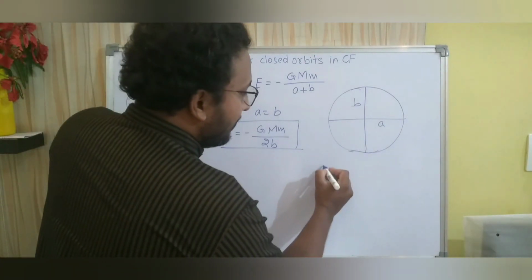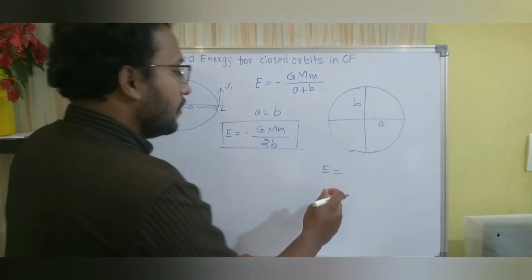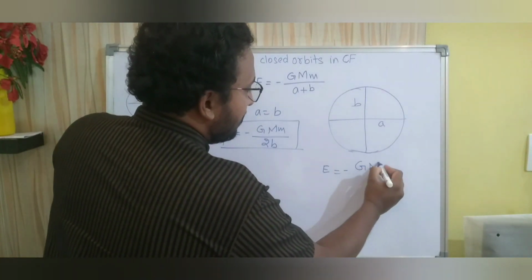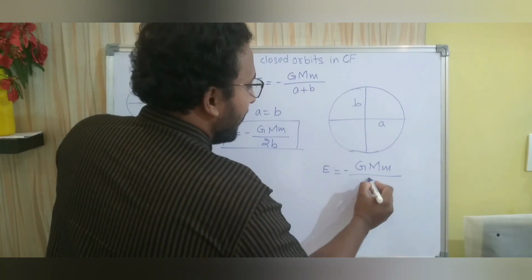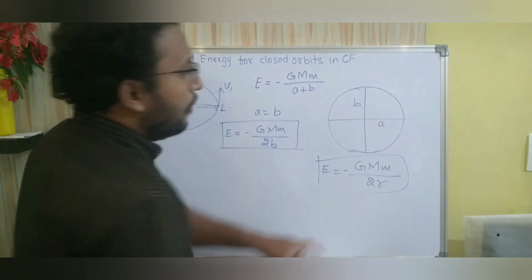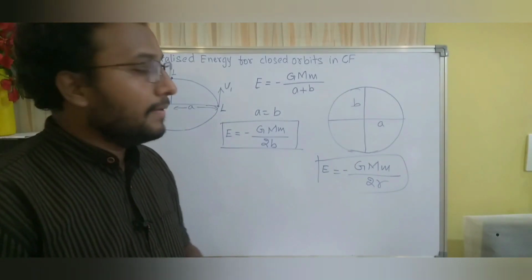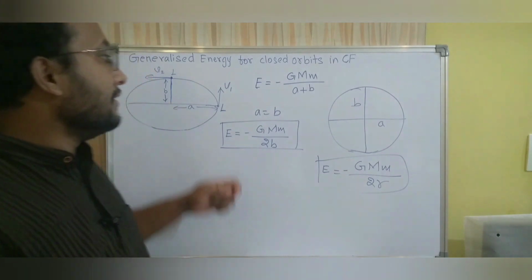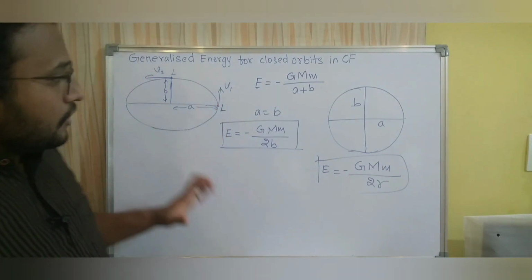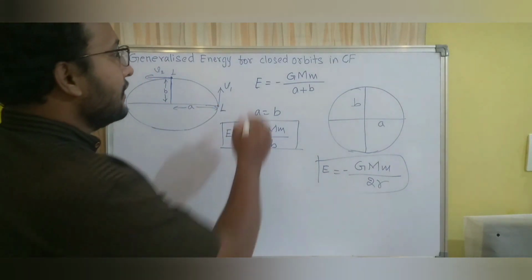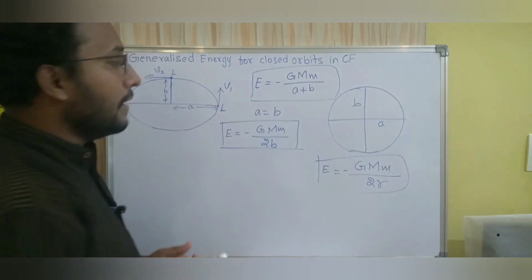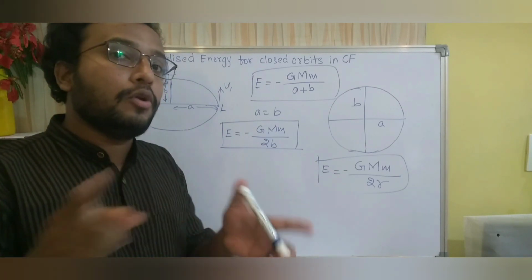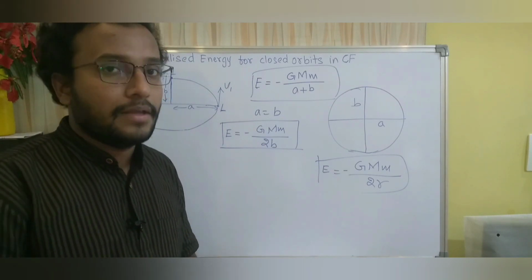The energy of that object in circular orbit in central force field is given by minus GMM divided by 2 times r, where r was the radius of that circular path. So here the radius is equal to either A or B, because both are equal. That is the condition we have taken. So it is very simple that this is the more generalized formula for the energy of an object which is moving in a closed path in central force field.